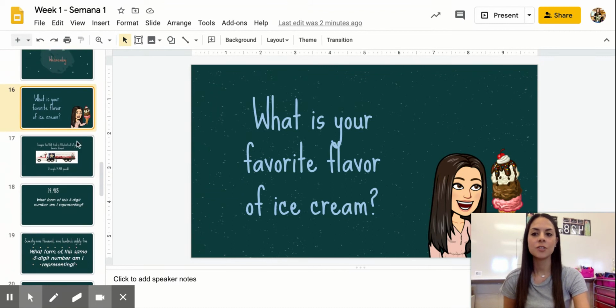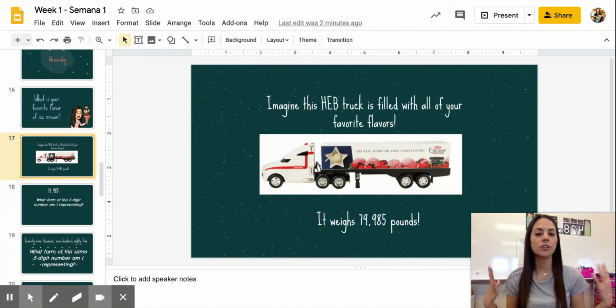So I want you to imagine that all of the third graders' favorite ice cream flavors are packed into this HEB truck. And this truck weighs 79,985 pounds. I want you to say that number. 79,985 pounds. That is a lot.